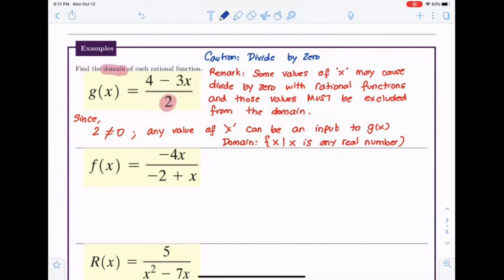Now we have f of x, which is negative 4x divided by negative 2 plus x. Here we're not so sure as to if there is a number which would make the denominator 0. So the way to determine which value could make the denominator 0 is to look at the denominator, which is negative 2 plus x. We set the denominator equal to 0.